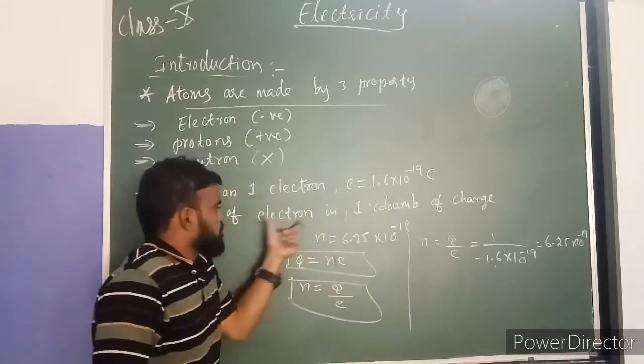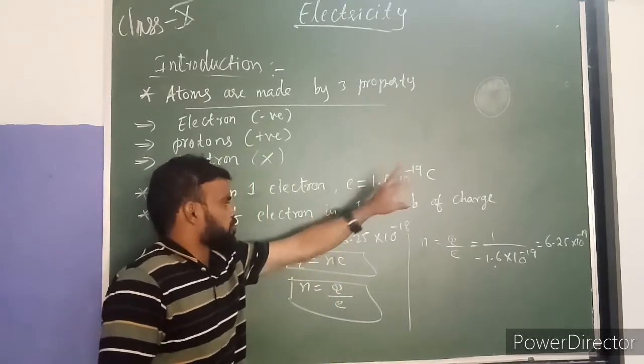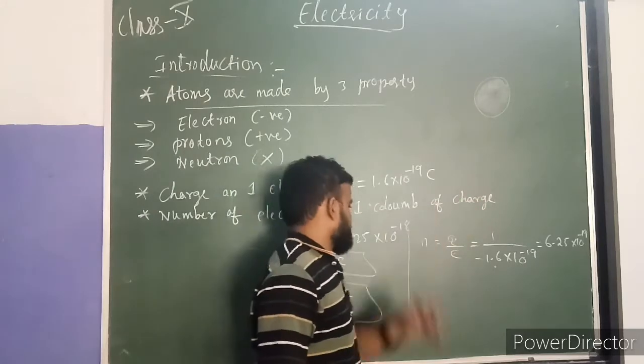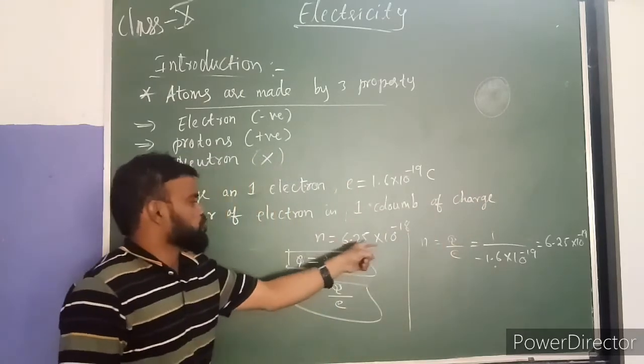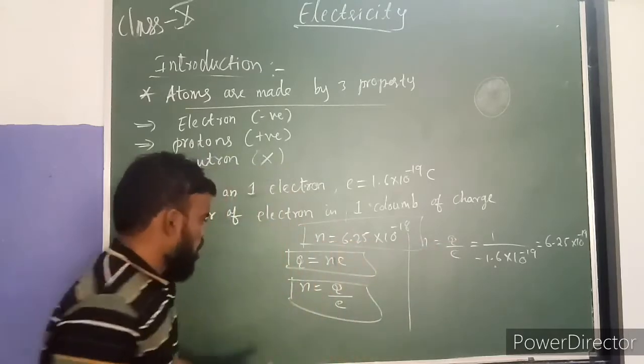The number of electrons in 1 coulomb of charge is n = 6.25 × 10^18. We will get this answer exactly. How?